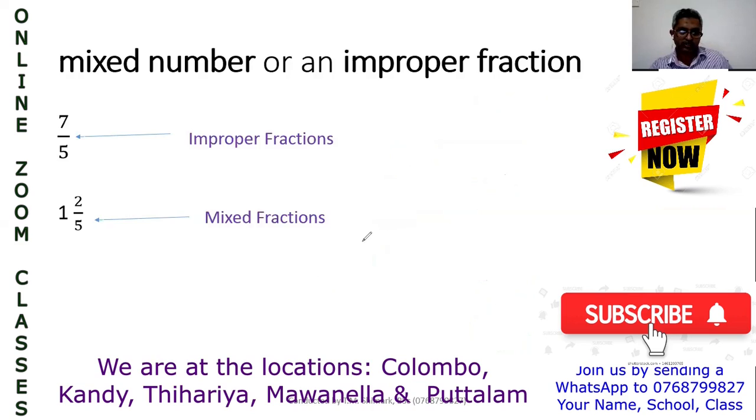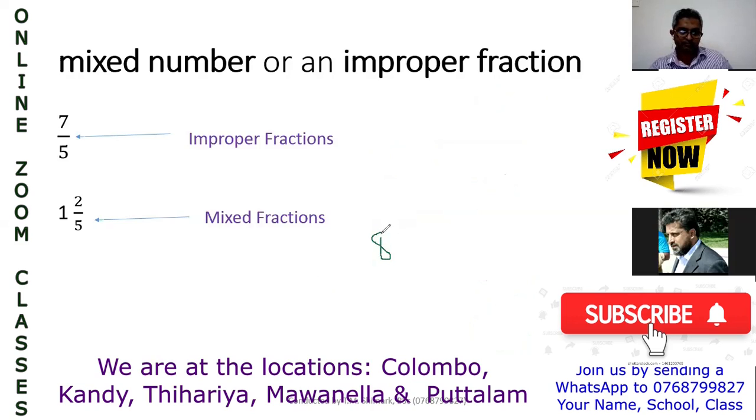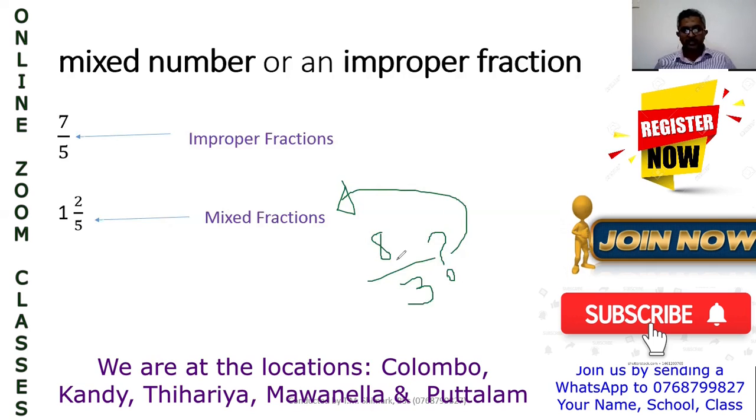Can you just try this one? 8 by 3. What will be the answer if I change this to a mixed fraction? How do we do this? What type of fraction is this? This is an improper fraction. Why is it an improper fraction? The numerator is bigger than the denominator. Then we call it an improper fraction. We can change this to a mixed fraction like this, right?